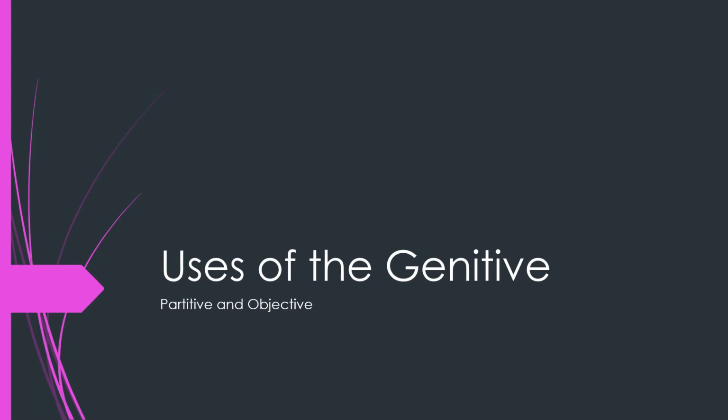Hello everyone. In this video, we're going to talk about a couple uses of the genitive. Specifically, we're going to be looking at the partitive genitive and the objective genitive. We'll talk a little bit about what these are, how we might be able to tell that they exist, how we're going to be able to see them, and any changes that they might make on word choice.